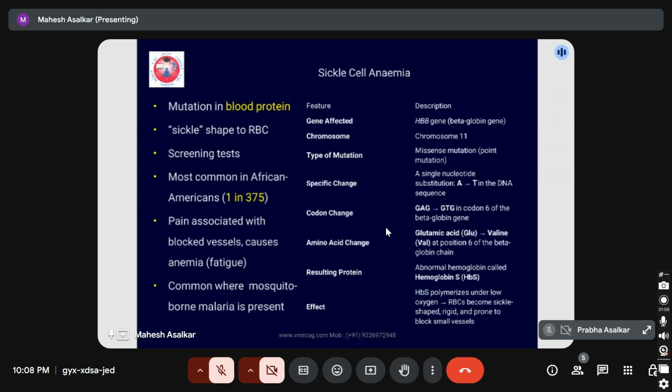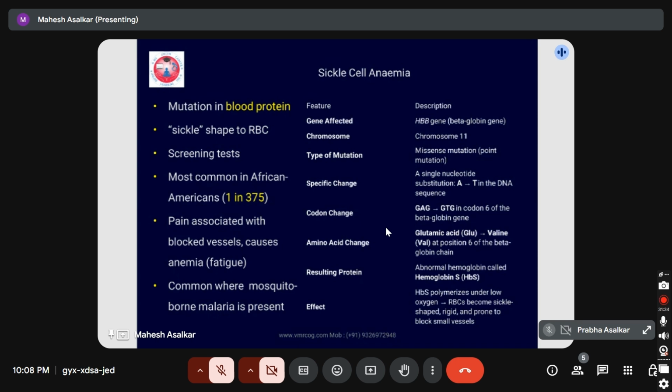Okay. Now here the gene affected is the HBB gene on chromosome 11. So in sickle cell anemia, chromosome 11 gets affected. And the type of mutation is a missense mutation, that is a point mutation. So here there can be an SBA. Which chromosome gets affected in sickle cell anemia? It is chromosome 11, HBB gene, and missense mutation.